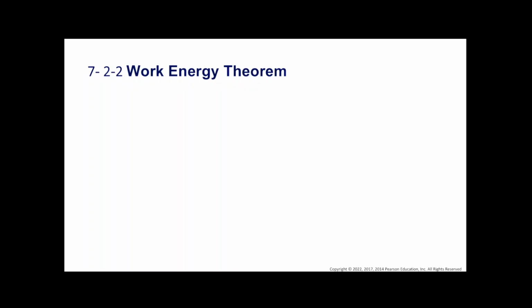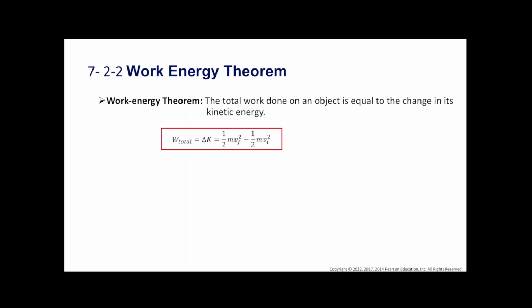Now the relation between work and kinetic energy is given by the work energy theorem, which says the total work done on an object is equal to the change in its kinetic energy, which is delta K. We learned kinetic energy is half m v squared. So delta K, the change in kinetic energy, is half m v final squared minus half m v initial squared.